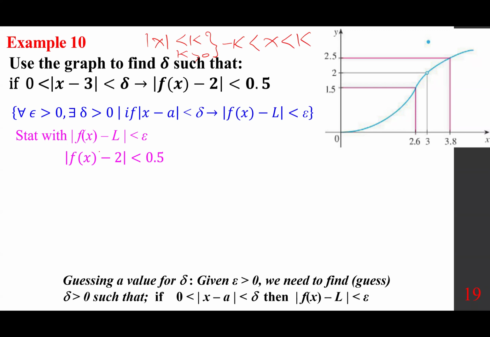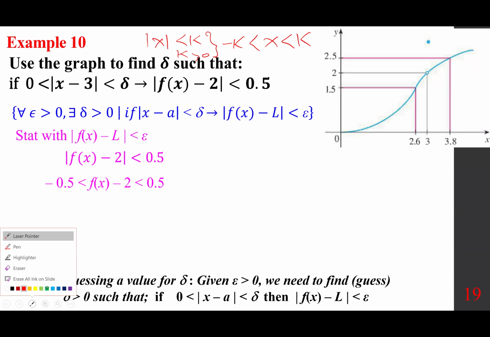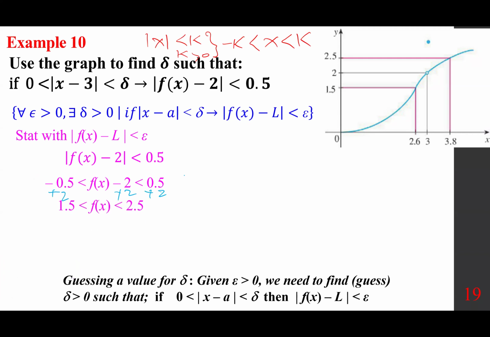And therefore, this one becomes f of x minus 2, because 0.5 is positive. We drop the absolute value, we put negative and positive, negative 0.5 and positive 0.5. And now we move negative 2 around, meaning we add 2 to all sides. And so f of x is between 1.5 and 2.5.